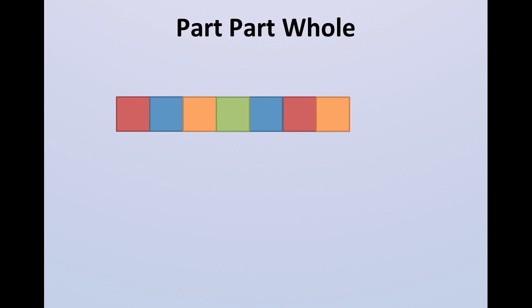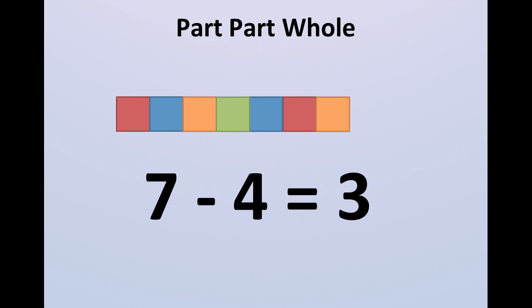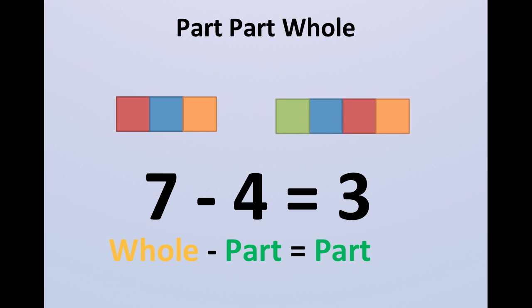If you have 7 minus 4 equals 3, the whole is 7, and when you take away one part, that leaves you with the other part. Whole minus part equals part. We call this a number bond. It helps students visualize the whole and the parts. The number 8 could be made with the parts 2 and 6.